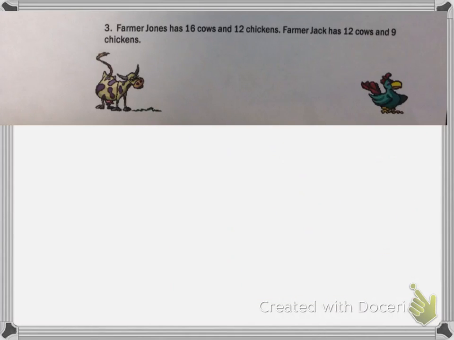Okay, number 3 says, Farmer Jones has 16 cows and 12 chickens. Farmer Jack has 12 cows and 9 chickens. So again, we're going to see if both of these farmers' ratios are proportional. So we're setting up cows to chickens. And I would like you to finish this on your own. So press pause in a second. You will solve this, and then we will check this during our WISC chat tomorrow. Press play when you are finished.